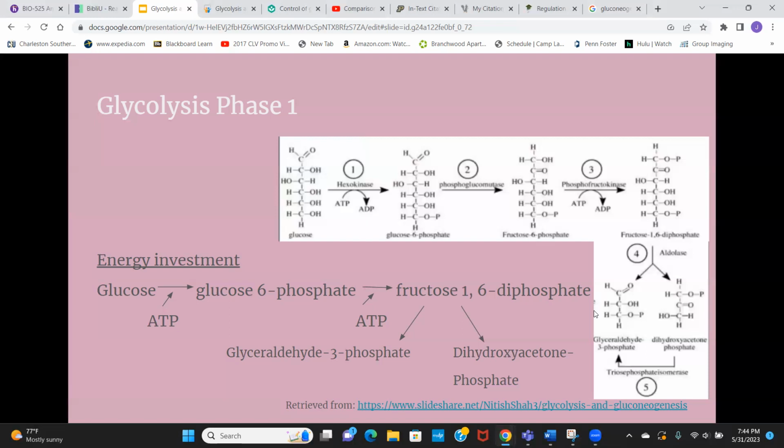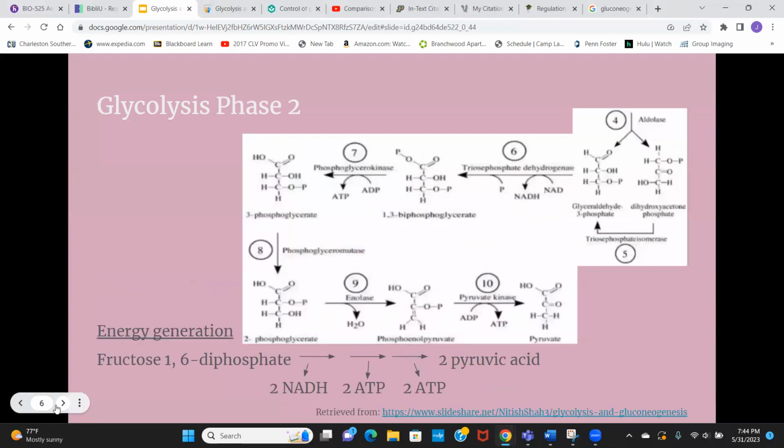Remember, we do have -2 energy right now. We've used up 2 molecules of ATP, yet we haven't created any yet. So in glycolysis phase 2, otherwise known as the energy generation phase, you might notice this is that same picture, just cut up a little bit. I went ahead and threw on step 4 and step 5. Step 5 is just converting this dihydroxyacetone phosphate into glyceraldehyde 3-phosphate. That's all step 5 is. Once we get enough glyceraldehyde 3-phosphate, the process can begin.